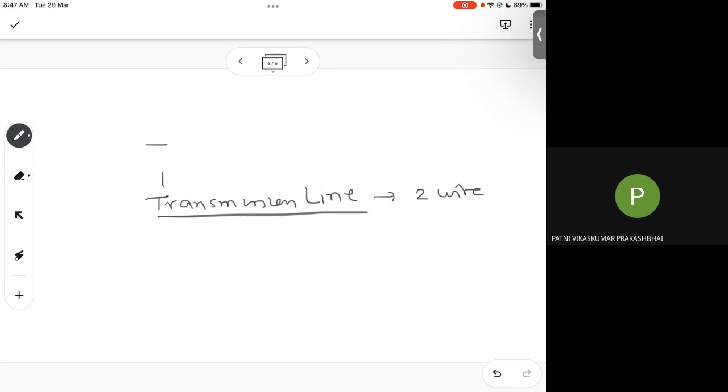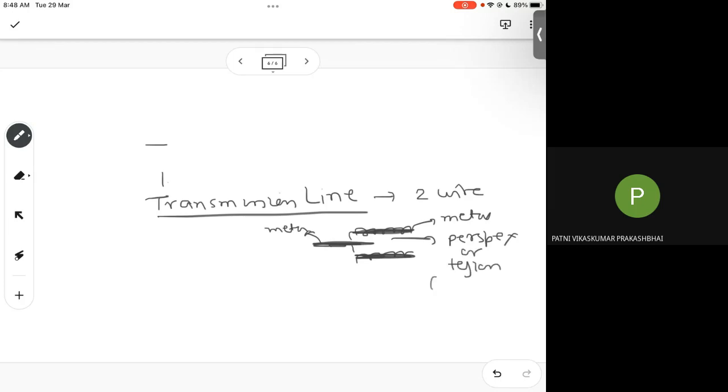So basically, in the cable which you are familiar with, there is a center conductor which is of metal, and there is some mesh of wire here, so this is also metal, and then there is something like a white color material, which could be perspex or Teflon, which is basically your dielectric.